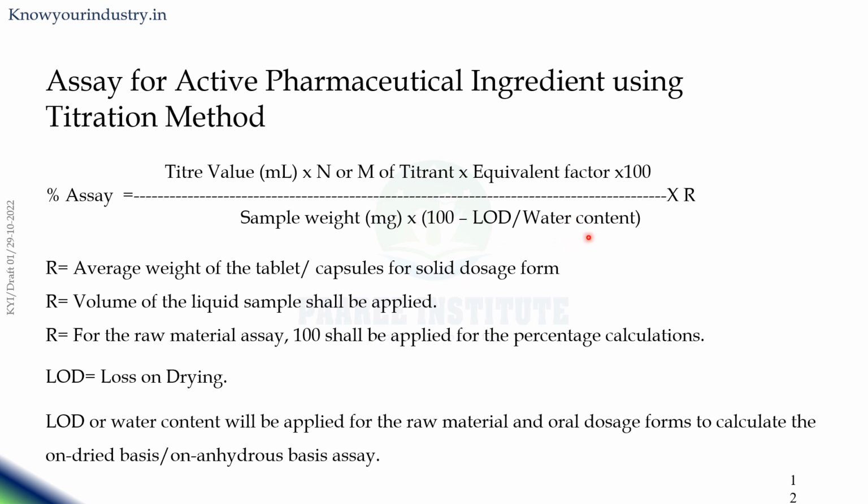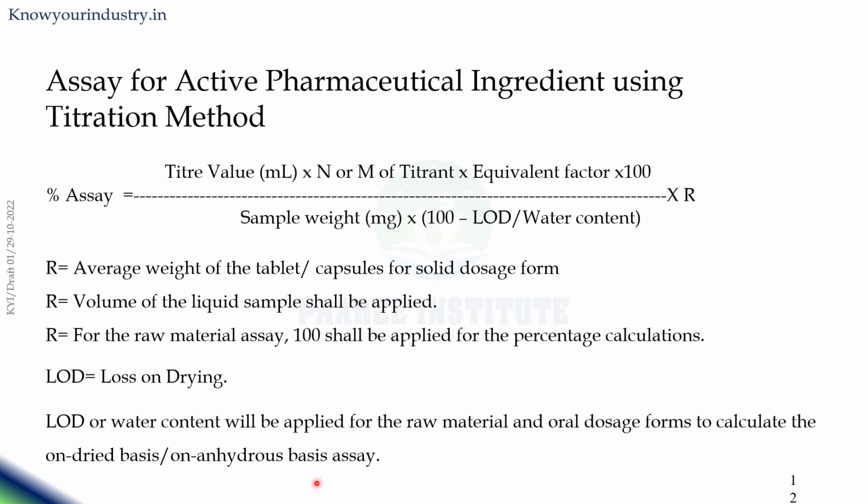Either one you have to use, into R, that is nothing but the average weight of the tablet or capsule, or the volume of the liquid sample you applied, or for the raw material, 100 mg of sample you weighed, whatever the raw material you are going to use, that will be the R value. So the loss on drying, LOD, or water content will be applied for the raw material and oral dosage forms to calculate the on dried basis or anhydrous basis assay. This is the purpose of LOD or water content in the percentage assay. That's why it is called on dried basis or anhydrous basis.